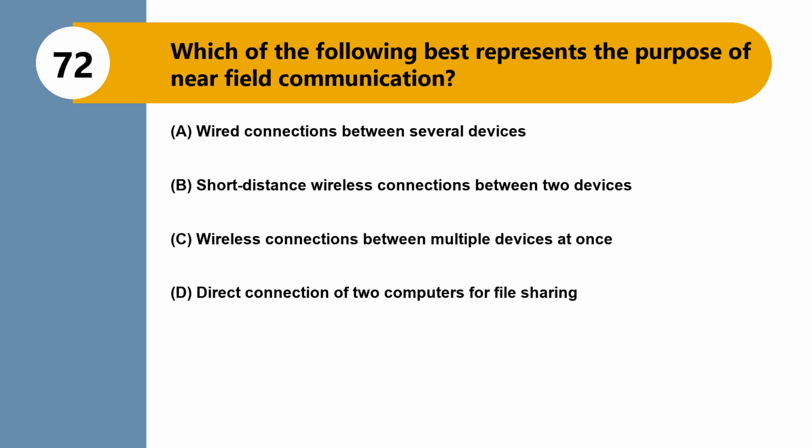Question 72. Which of the following best represents the purpose of near-field communication? Option A, wired connections between several devices. Option B, short-distance wireless connections between two devices. Option C, wireless connections between multiple devices at once. Option D, direct connection of two computers for file sharing. The correct answer is option B, short-distance wireless connections between two devices.